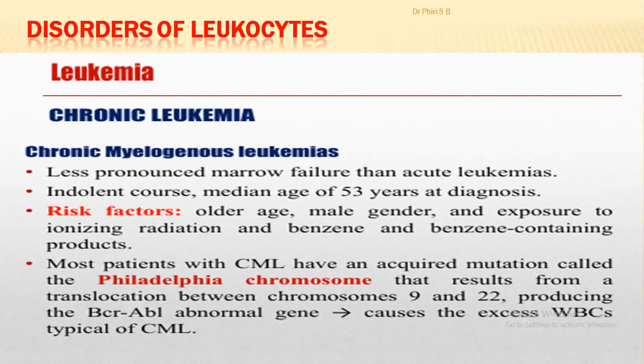The risk factors are older age, of course, male gender, so males are more prone to this kind of disease, and exposure to ionizing radiation and benzene-containing products. Benzene is very bad for health because it can cause a lot of these white blood cell disorders. Most patients with chronic myelogenous leukemia actually have an acquired mutation called the Philadelphia chromosome that results from translocation between chromosome 9 and 22, like I've already explained. That results in an abnormal gene, and this gene can express abnormal types of white blood cells. So you can have a leukemia in such a case.